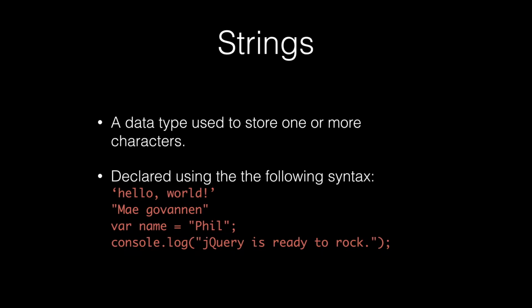We can also use double quotes, as you see on the second line in that elvish greeting. And then the third line, we are declaring a variable and assigning to it the string value Fill. You can see that Fill opens and closes with quotes on either side, and then there's a semicolon at the end to terminate that full statement. And of course, we'll also commonly be logging values out to the console, as you can see on that fourth line.